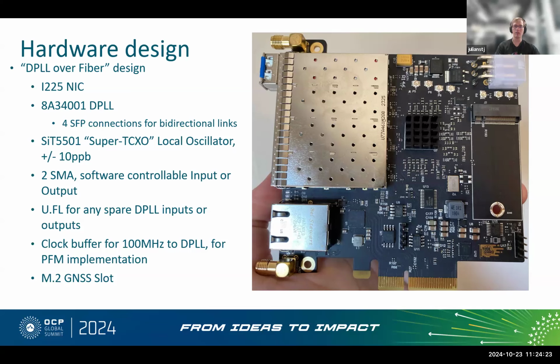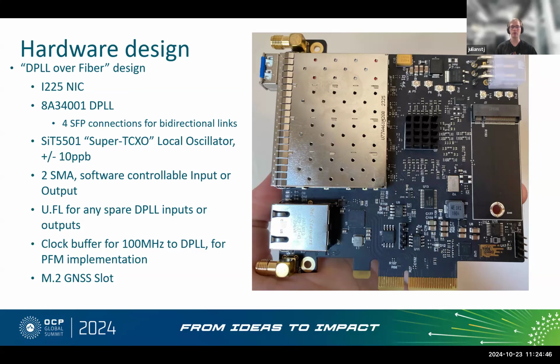It's the kind of gray square above the inductor on the right side of the board. This is a 10 ppb local oscillator. These are available on DigiKey and they fit nicely on board, so I've used them a lot. There are 2 SMA inputs, mainly because I ran out of front panel space, but those are configurable from the DPLL as input or output with multiplexers on the board.